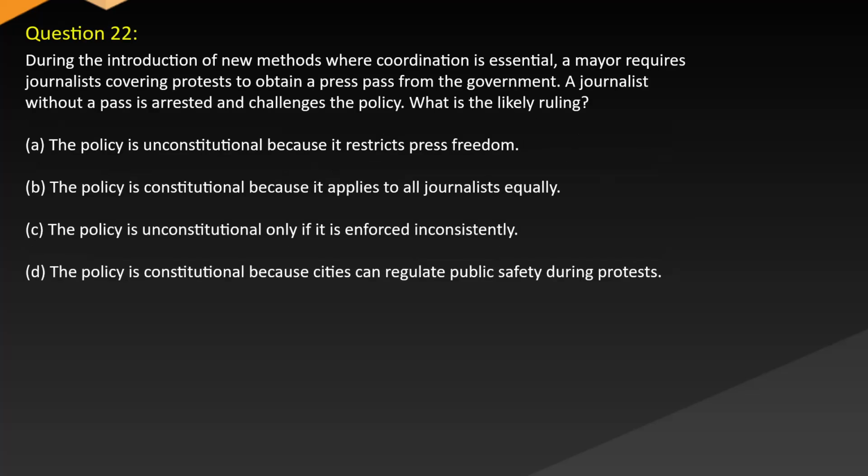Question 22. A mayor requires journalists covering protests to obtain a press pass from the government. A journalist without a pass is arrested and challenges the policy. What is the likely ruling? A. The policy is unconstitutional because it restricts press freedom. B. The policy is constitutional because it applies to all journalists equally. C. The policy is unconstitutional only if it is enforced inconsistently. D. The policy is constitutional because cities can regulate public safety during protests.